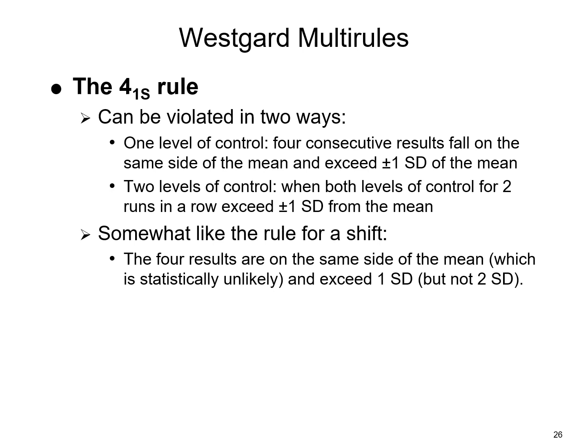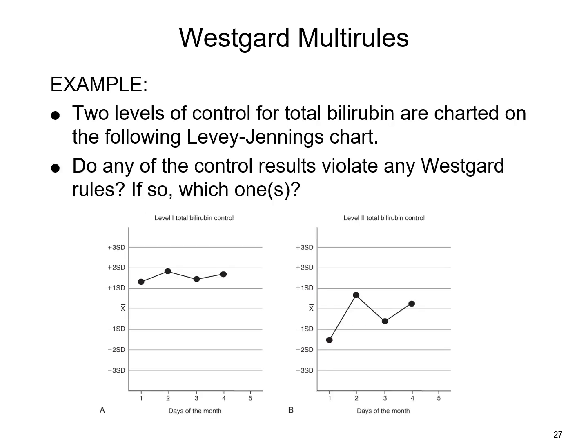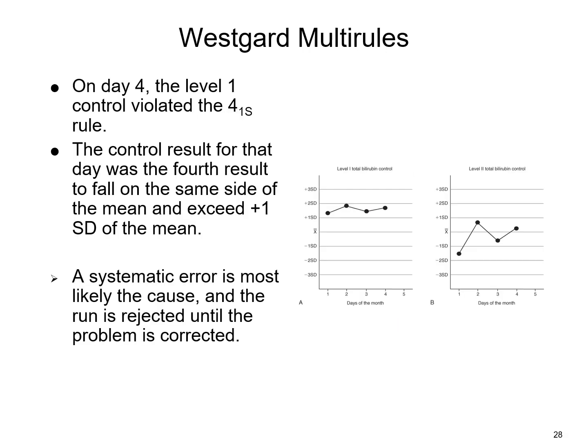So this is kind of similar to the shift rule, the 4 results on the same side of the mean, which is statistically unlikely, but they exceed the 1 standard deviation, but not quite 2 standard deviations. So let's look at that in application. Here we have an example where we're looking at 2 levels of control for bilirubin. We're going to evaluate these to see if they have violated any of the rules. So let's look at our current rules to see what we have violated so far.